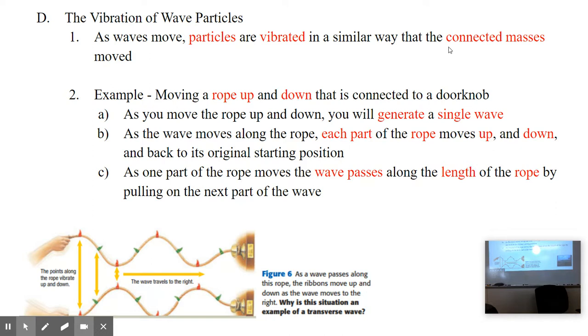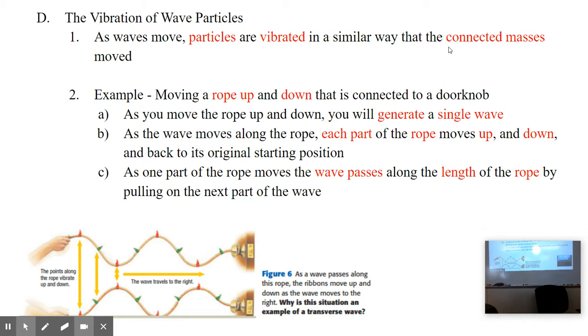So as a wave moves, particles are going to be vibrated in a similar way that those connected masses move. We talked about those connected masses yesterday, the damped ones, where we had the masses that were attached by a string or spring to each one. Well, that's what's going to happen. They're going to affect each other, but if no additional energy is put into their vibration, they're going to eventually slow down because they're impacting each other.